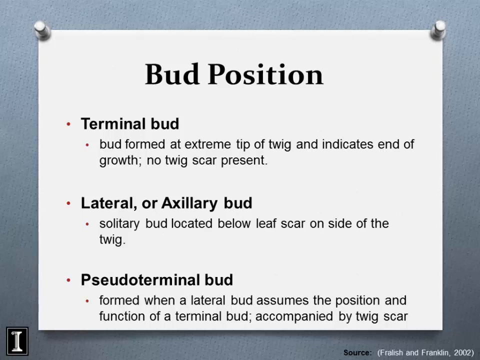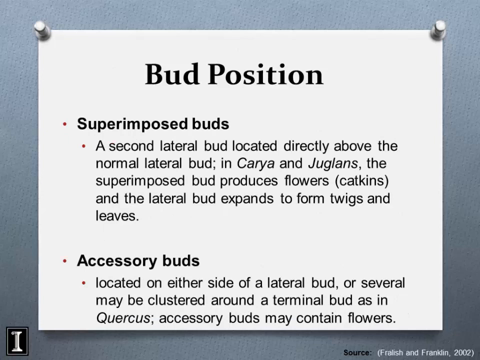And we have something called pseudo-terminal buds. They're at the very end, but they're slightly offset. They're slightly cockeyed. That's a great way to ID basswood. Basswood and pseudo-terminal bud, just remember it. You have a lot of basswood up here.